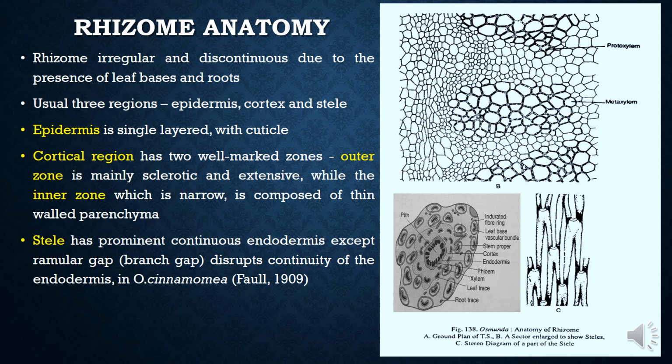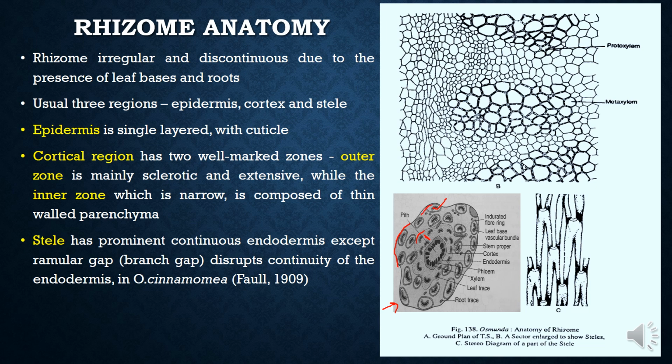The Osmunda rhizome anatomy. If you look at this diagram, we see that it has an irregular outline. This is the outer epidermis, and this is the cortical region. And these are the persistent leaf bases. These leaf bases stay even when the leaves, which are deciduous, fall, but the leaf bases remain.